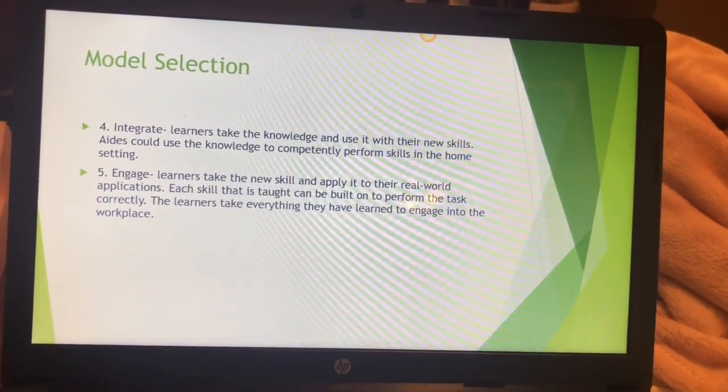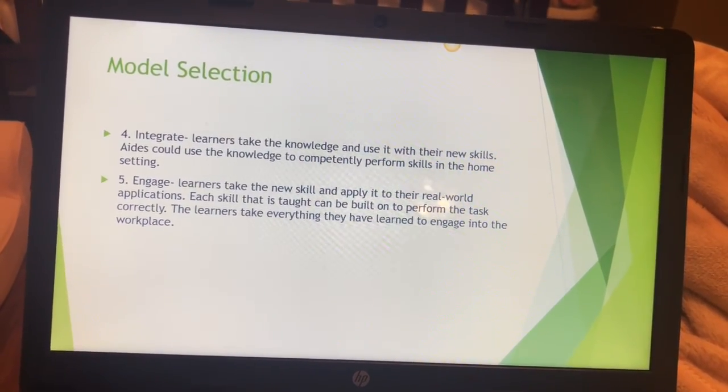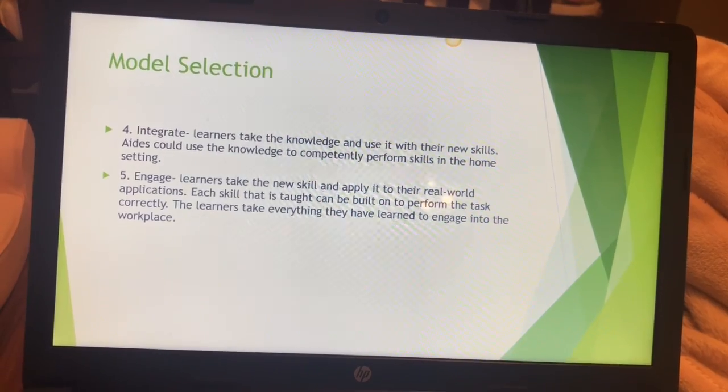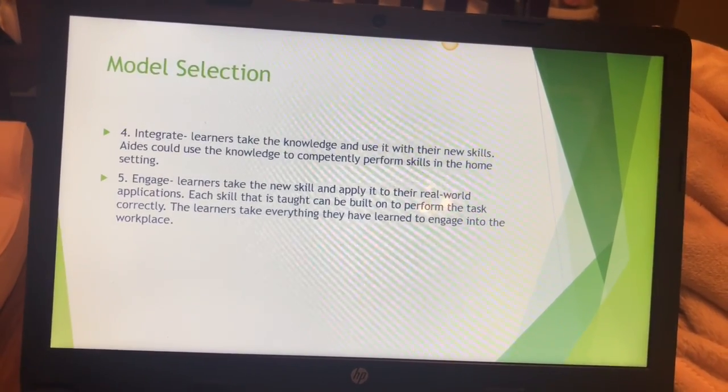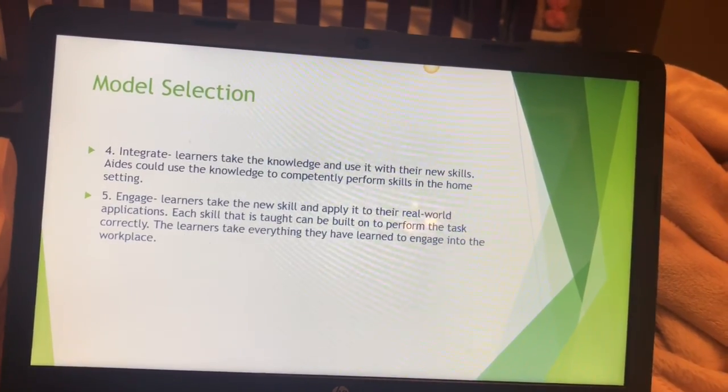They're going to go into the home and perform competent level skills in the home health setting. The last one was engage. They're going to take their skills and hopefully build on that, and hopefully they're going to become better home health aides and give better, more competent care.